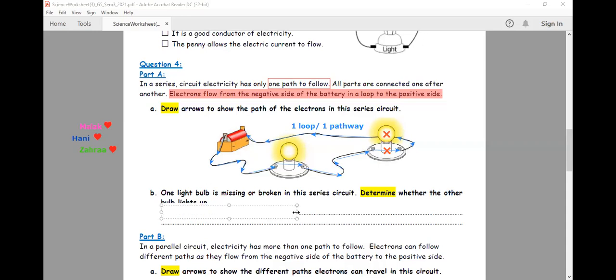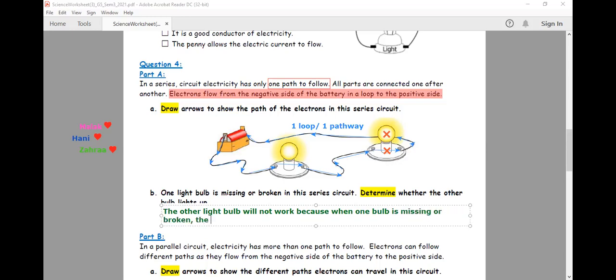What will you write? The other light bulb will turn off because the circuit has one path. The electrons won't be able to flow anymore. Okay, bravo. When one bulb is missing or broken, the circuit is open.